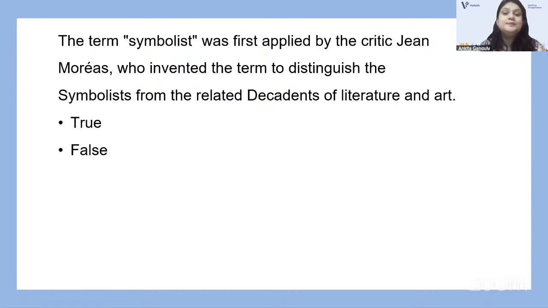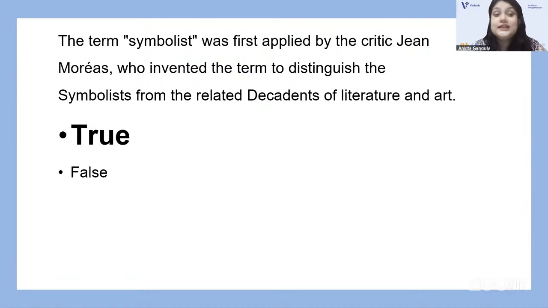So the term symbolist was first applied by the critic Jean Moret, who invented the term to distinguish the symbolists from the decadence of literature and art. You know that this happened during the end of the 19th century, the fin de siècle. And it is true. The term symbolist was first used by the critic Jean Moret. It's a very important term. Very good.